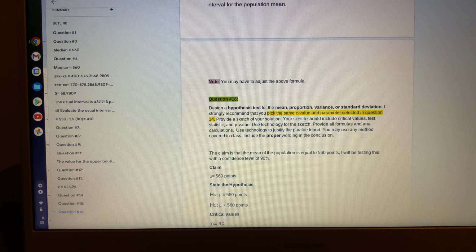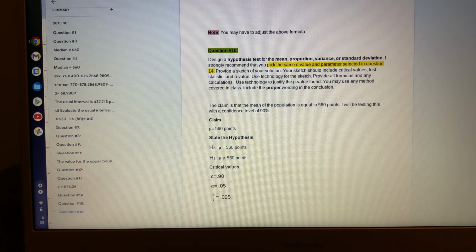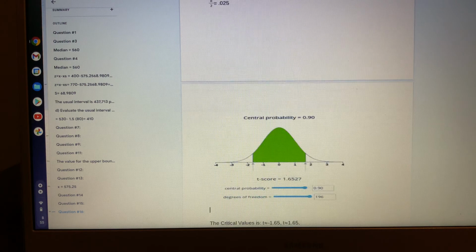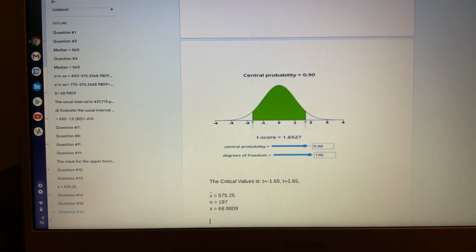I'm stating the hypotheses, H0 and H1. My critical values were at the 90%. And again, I use the applet to give me the t-score that I was needing. The critical values are t equals negative 1.65, comma, t approximately equals 1.65, which is my mean, my n value, my standard deviation.